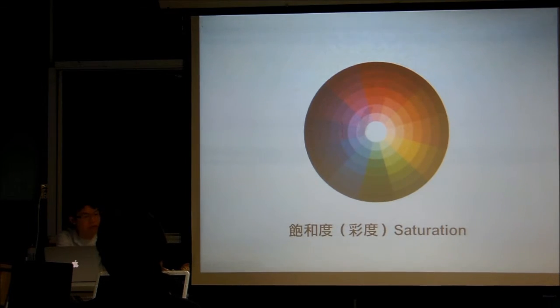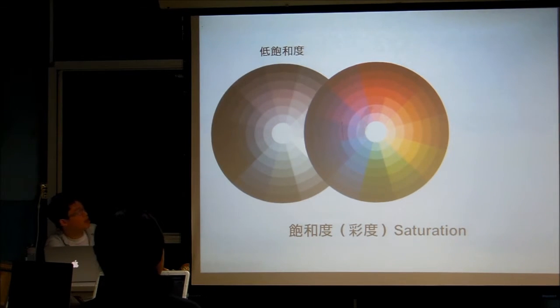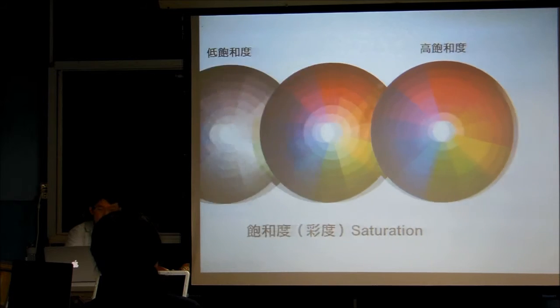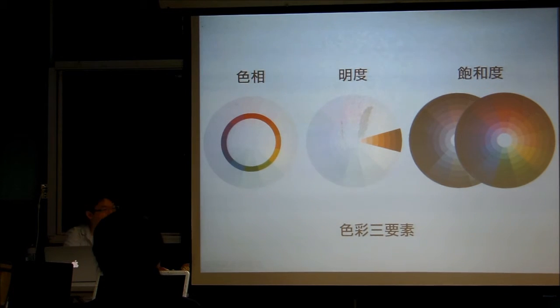So the third thing is about saturation. Saturation cannot be shown in a single coloring, but it can be shown by more than one. As you can see, this is called low saturation, and this is called high saturation. Is there any differences here? Okay, so can you see this is a lower saturation? This is higher saturation, this is lower saturation. So 3 concepts: hue, brightness, and saturation.